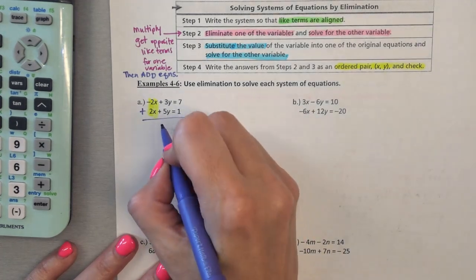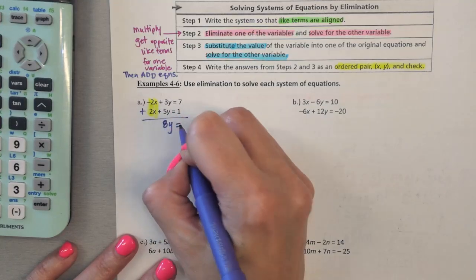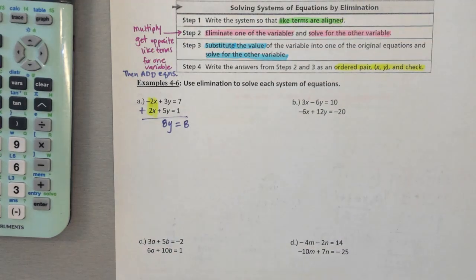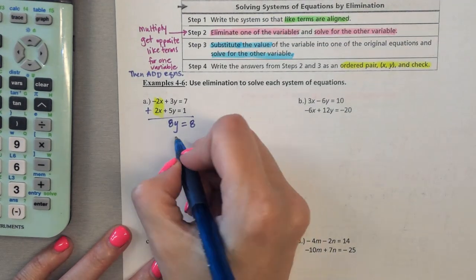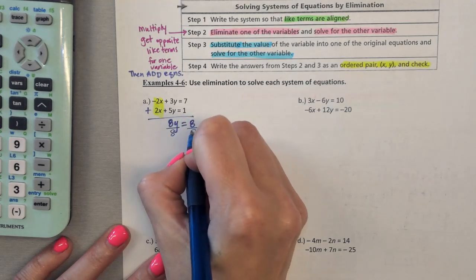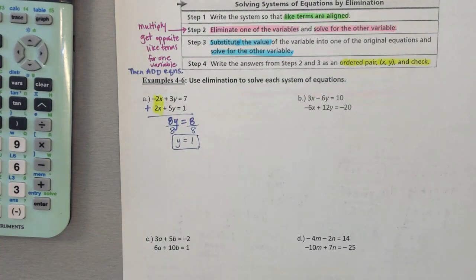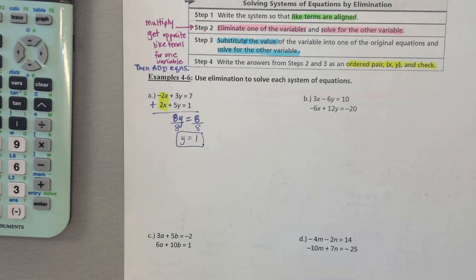If you add 3y and 5y, you will get 8y. 7 plus 1 is going to be 8. And then we just have to solve this for y. So we're going to divide by 8, divide by 8. Okay, so that gives us, now we have y is equal to 1, and you get to pick which equation.